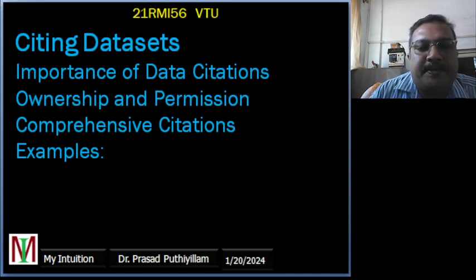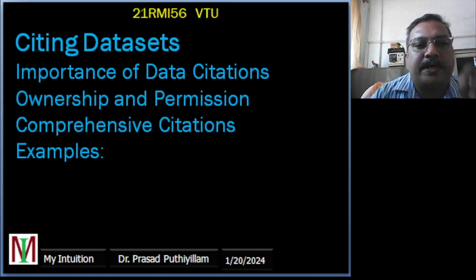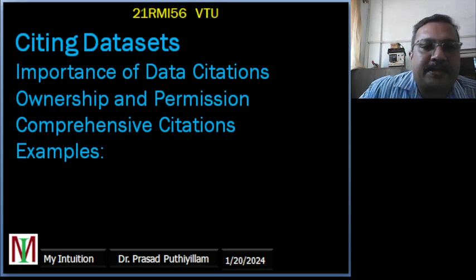Now, comprehensive citation. The data citation should include sufficient information for any reader to find the data set in the future, even though the original link is no longer functional. We should not just simply say the data was published. We have to clearly give the details, so that anyone can search and find that particular data. So it should be a comprehensive citation.